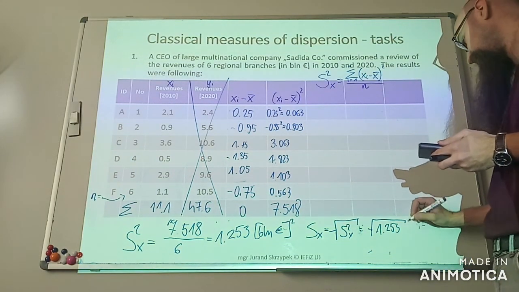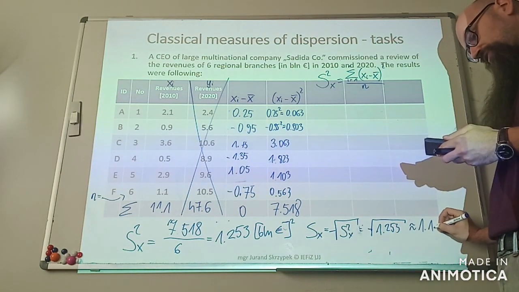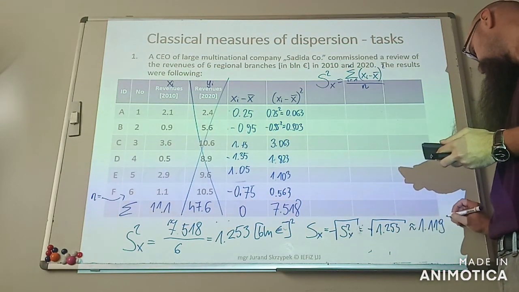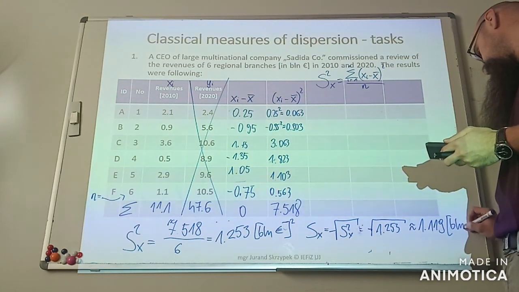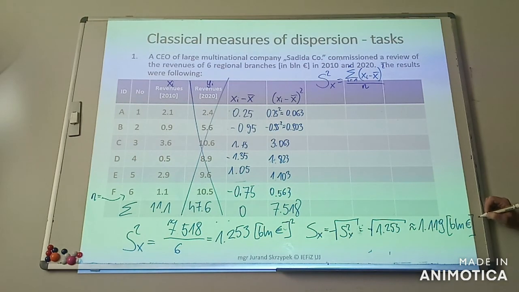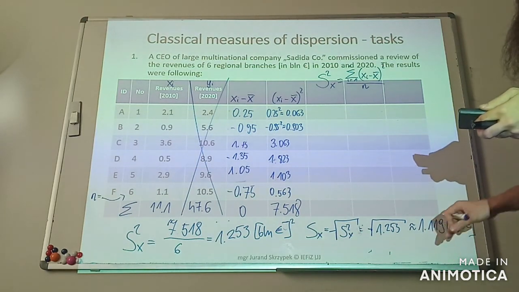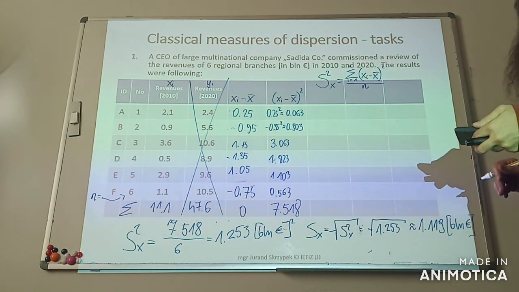The root of that amount is about 1.119 billions euros without any squares. Yeah? So this is the standard deviation of the revenues.